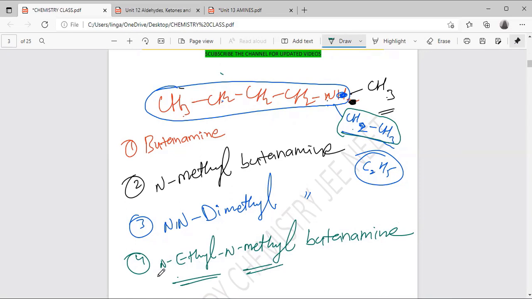If both are ethyls, N,N-diethyl, same. Just the M cancels, the rest remains as it is. N,N-diethyl butanamine, if 2 ethyl groups are there. Yes, sir.